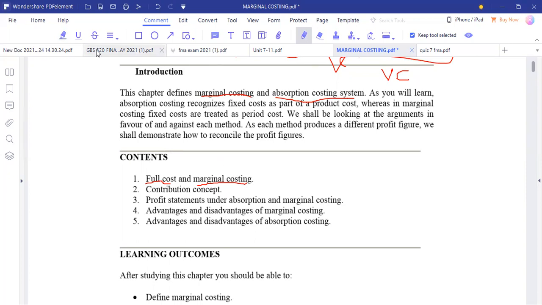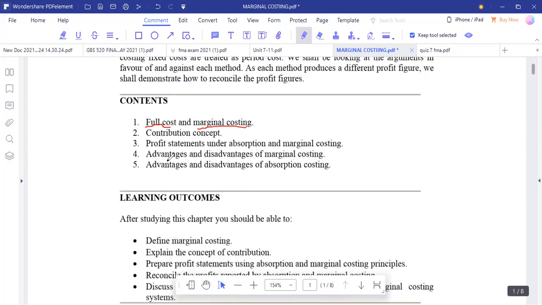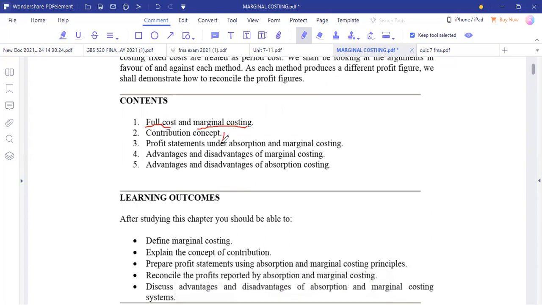Okay, so now getting down to the contribution concept, this is for marginal costing, which is MC. Marginal costing is where you find the contribution.